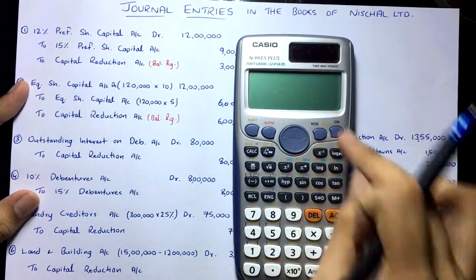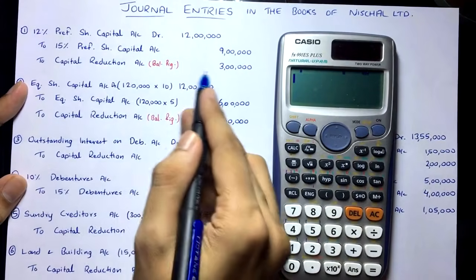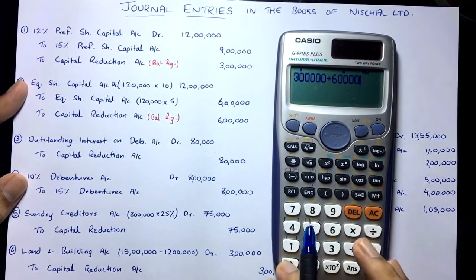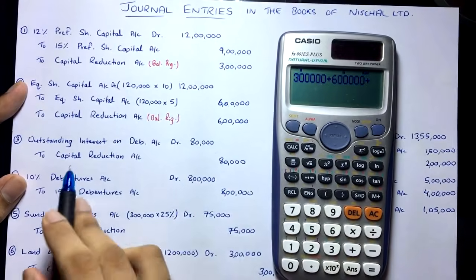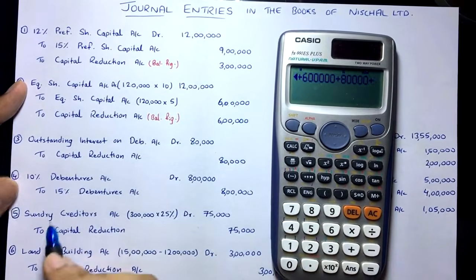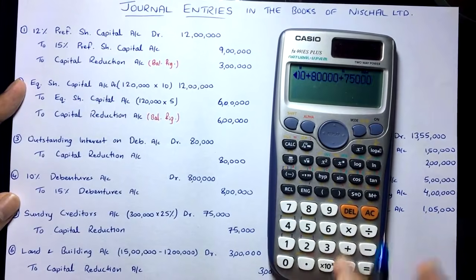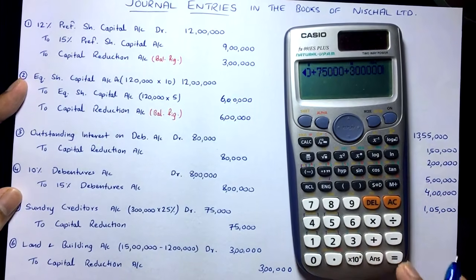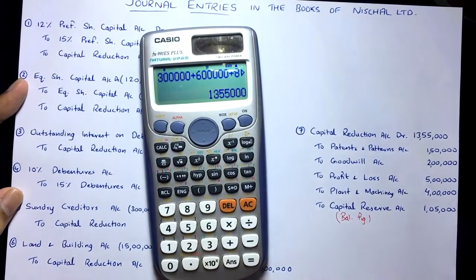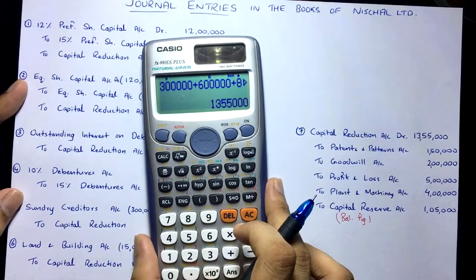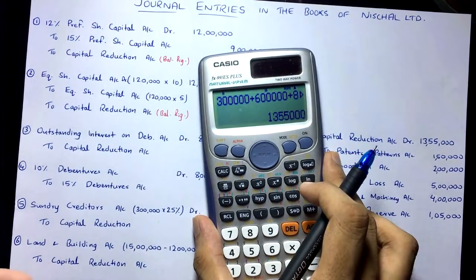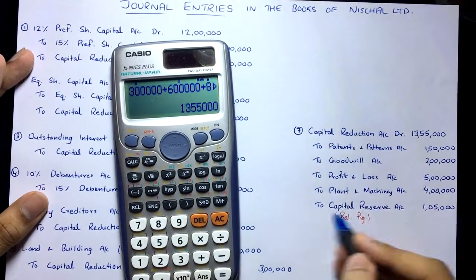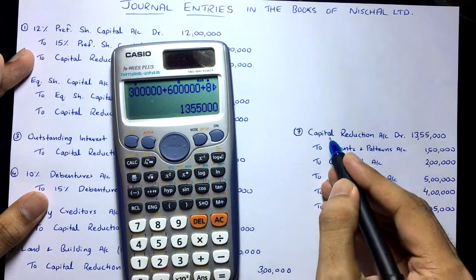So how much amount do we have in capital reduction? See here, capital reduction account credit 3 lakh. So 3 lakh plus, then here we have 6 lakh capital reduction credit. So 6 lakh plus, and then here 80,000 plus 80,000, then plus 75,000, then plus 3 lakh. So in total we have 13,55,000 gain in the capital reduction account. Here it was getting credited. Now that capital reduction, we are utilizing it to write off losses, intangible and fictitious assets and everything. So we have to use it.